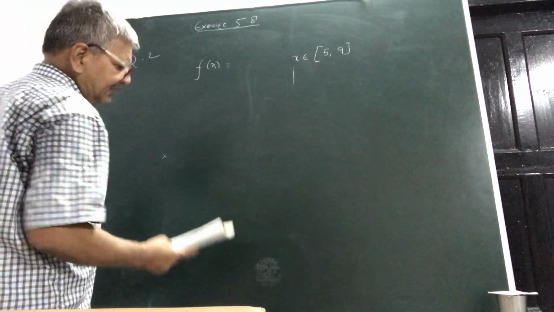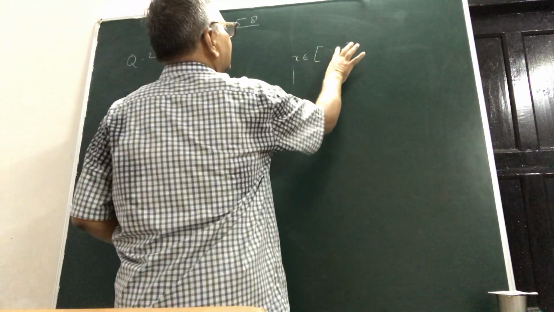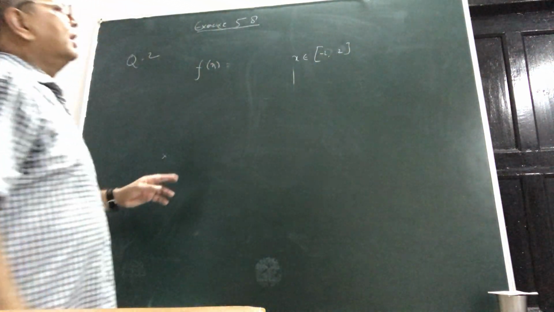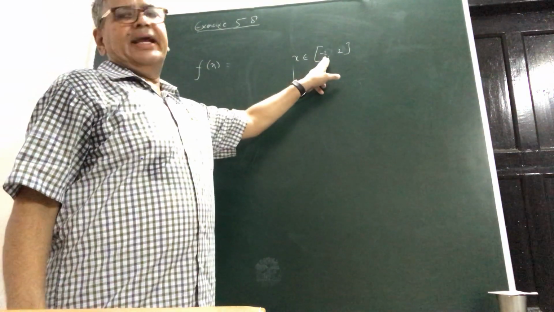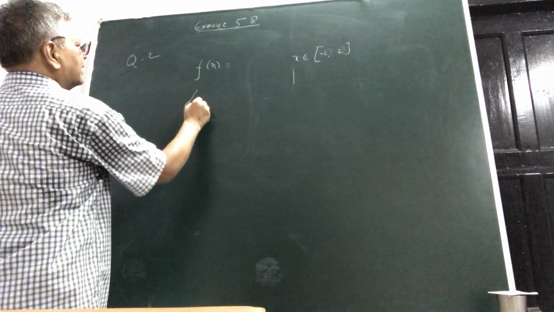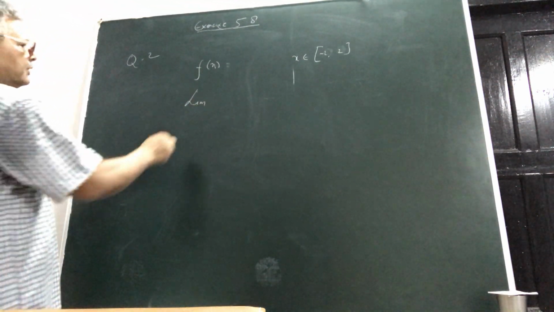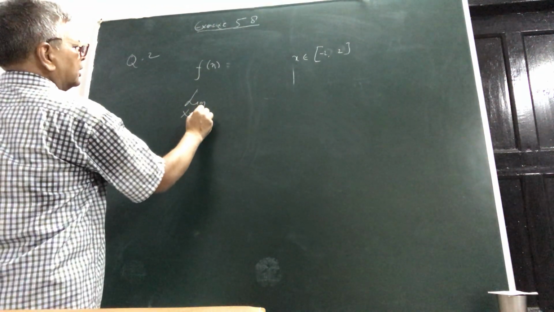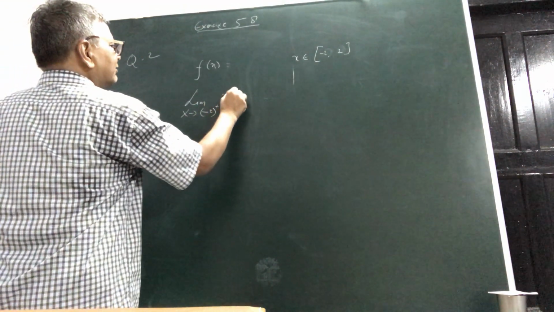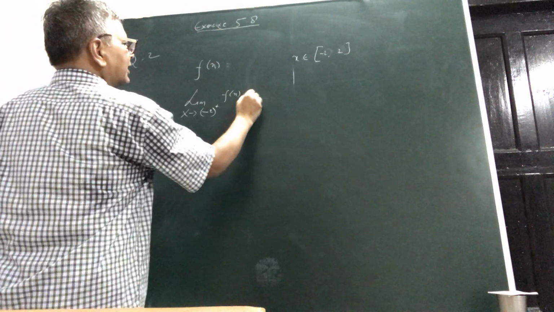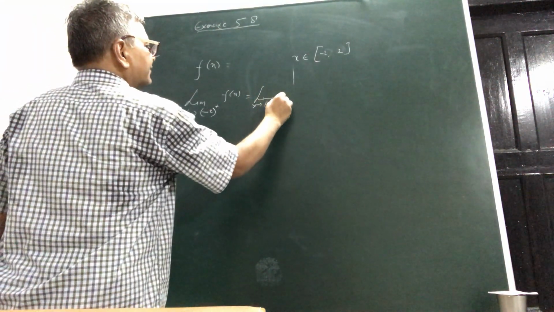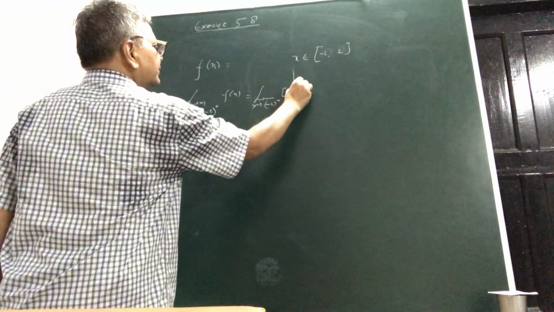Again, see, greatest integer function, but only the interval they have changed, minus 2 to 2. Obviously, whether you take minus 2 or you take 2, let me take minus 2. At minus 2 it won't be continuous, because the limit as x tends to minus 2 from the right side, f(x) will be nothing but the limit as x tends to minus 2 plus, and this is minus 2.